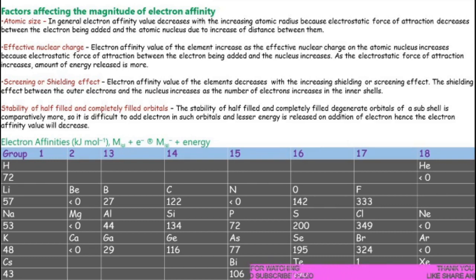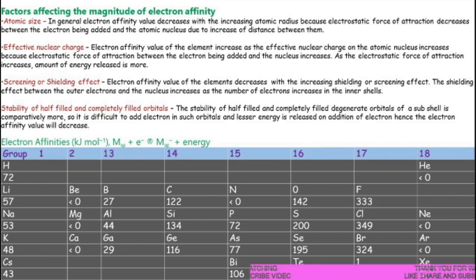Now we see screening or shielding effect. The electron affinity value of the elements decreases with the increasing shielding or screening effect. The shielding effect between the outer electrons and the nucleus increases as the number of electrons increases in the inner shell. Here you can see the chart of that particular electron affinity, measured in kilojoules per mole.